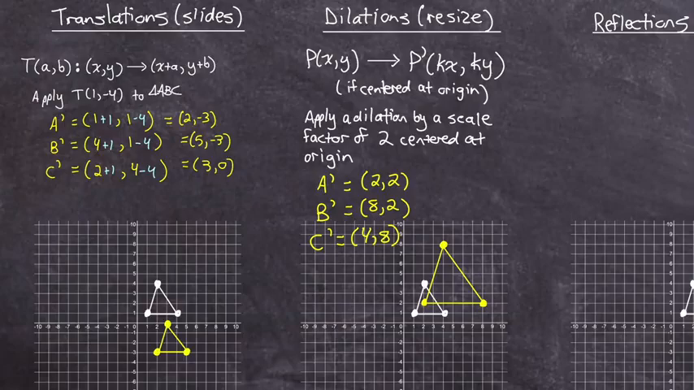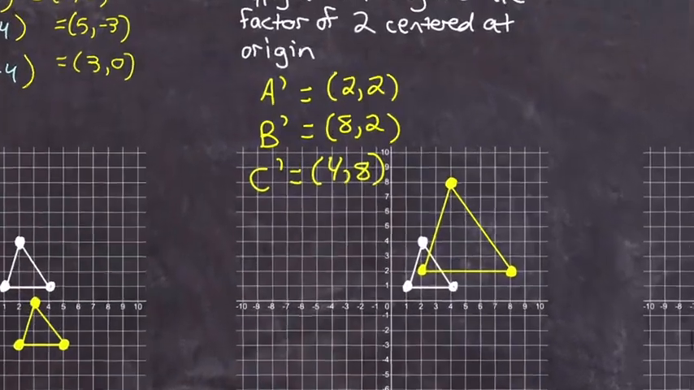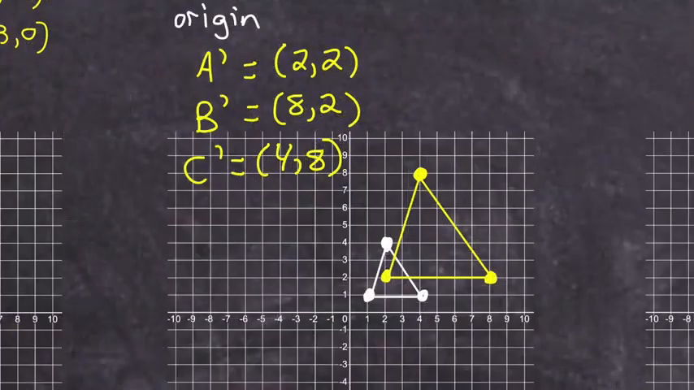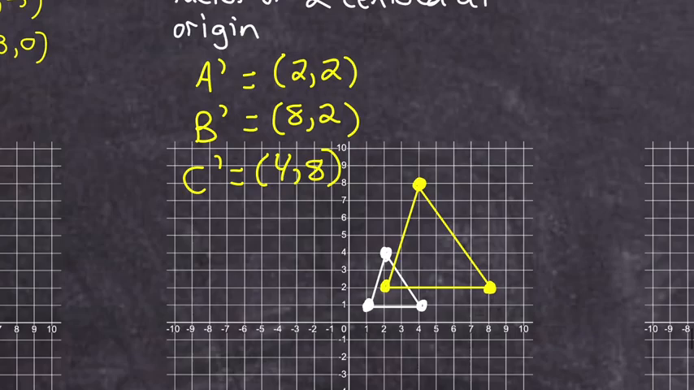There's my transformed triangle. Let me zoom in on it so you can see how it works. Every single point's distance from the origin has doubled, and that's because the dilation was centered at the origin. If we look at the relationship between these two points, notice the yellow one is twice as far from the origin as the original point was. That's true for every pair of points. The image point, the transformed point, is twice as far from the origin as the original point was. And now lastly, let's look at reflections.